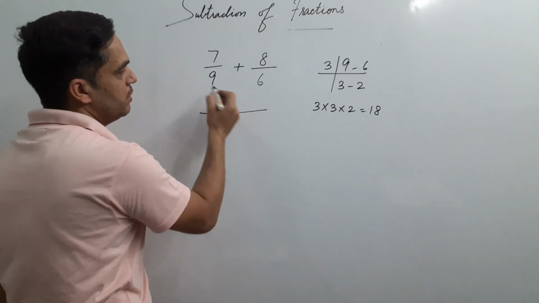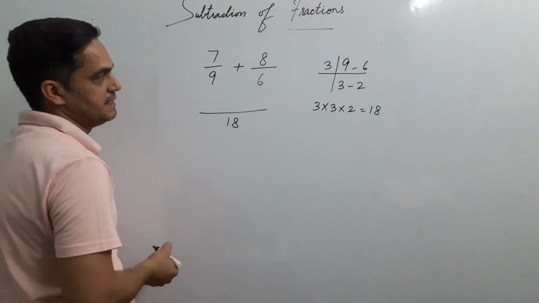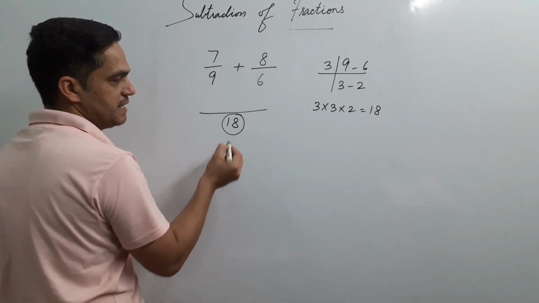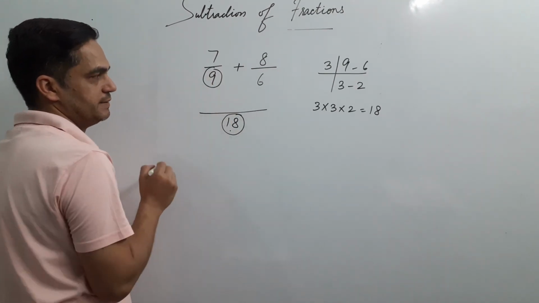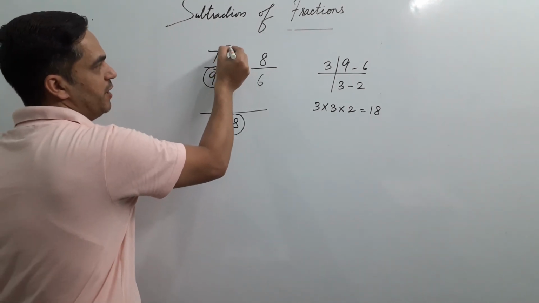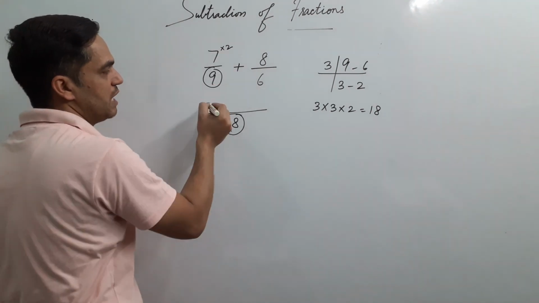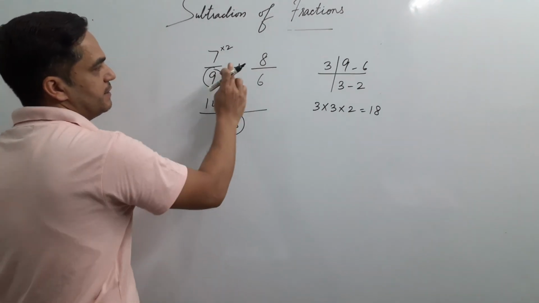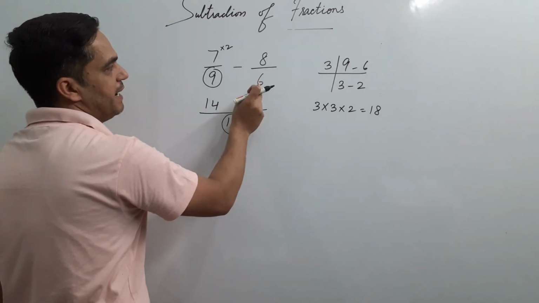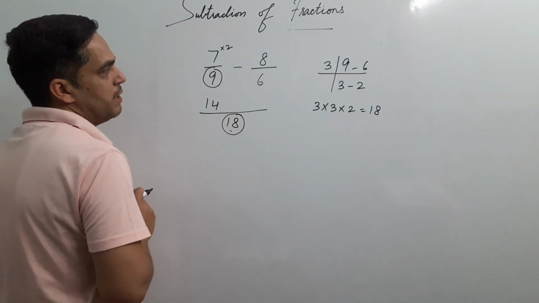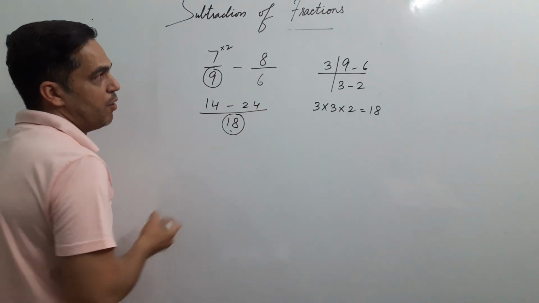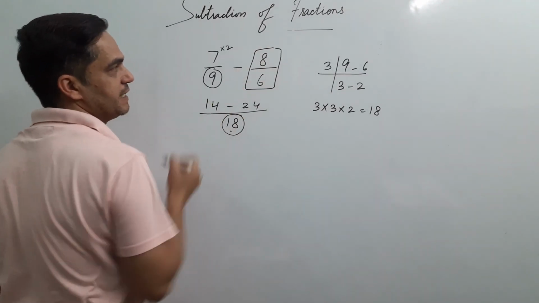Directly, how do we do? We can write directly 18 as LCM. Divide this 18 by 9. We have to divide this LCM by this denominator. 18 divided by 9, 2. So numerator will be multiplied by 2. 7 2 is 14. Write it here. Here we are doing the subtraction. So 18 divided by 6, 3 8 is 24. Now we have taken this one as a greater one.